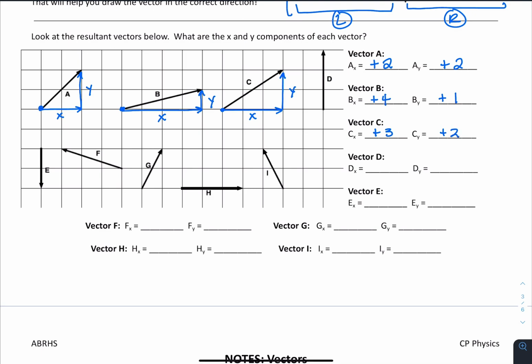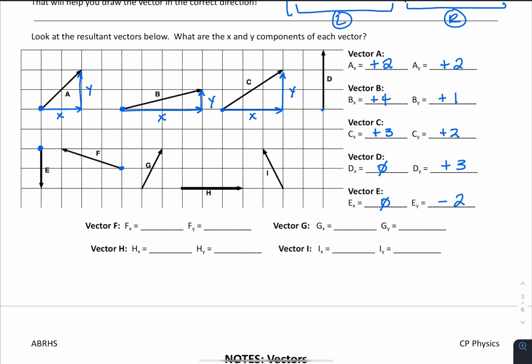All right, now vector D is interesting. It is all vertical. There's no horizontal component here, so it's got an X component of 0. All of it, all 3, is pointed up, so a positive 3 for Y. All right, now if we look at E, we've got the opposite situation in that it points down. All right, so X is still 0. There's no horizontal piece. All right, because it points down, it's negative, and 2 because it covers 2 boxes.